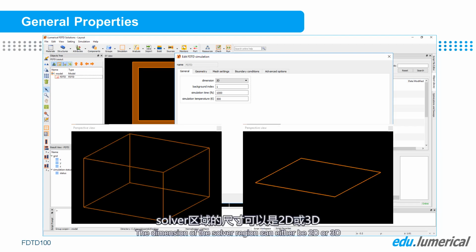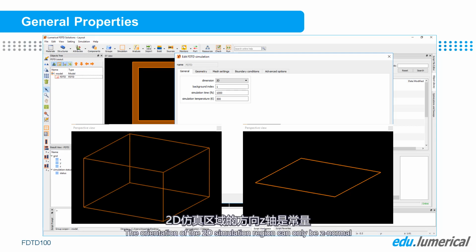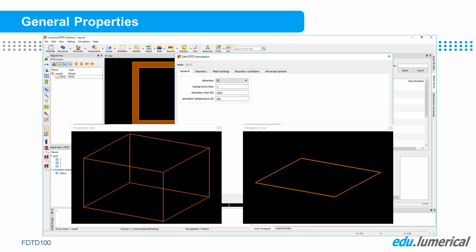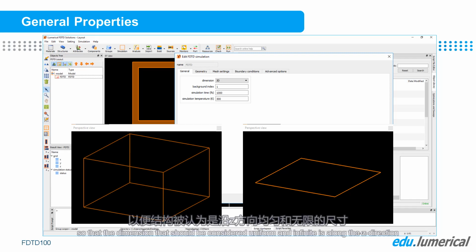The dimension of the solver region can either be 2D or 3D. The 2D simulation takes the XY cross-section of the structure at the Z position of the solver. The orientation of the 2D simulation region can only be Z normal, so the orientation of the structure needs to be set up accordingly so that the dimension that should be considered uniform and infinite is along the Z direction.